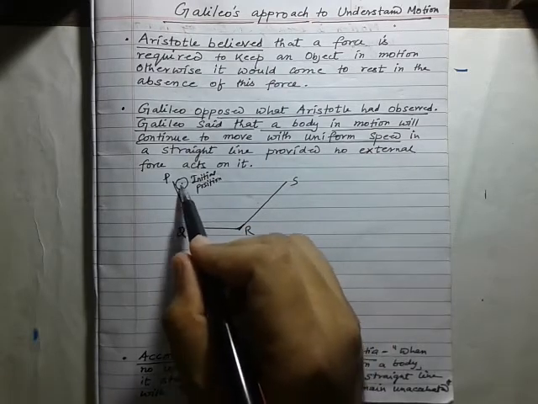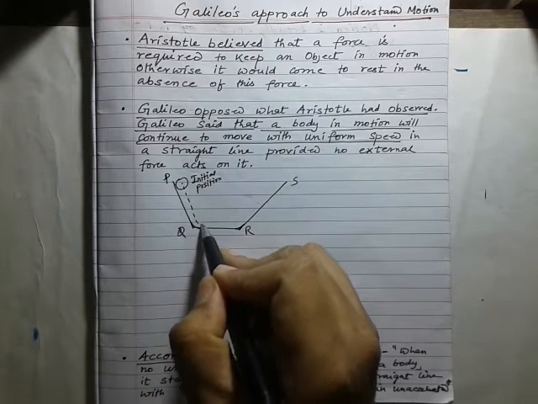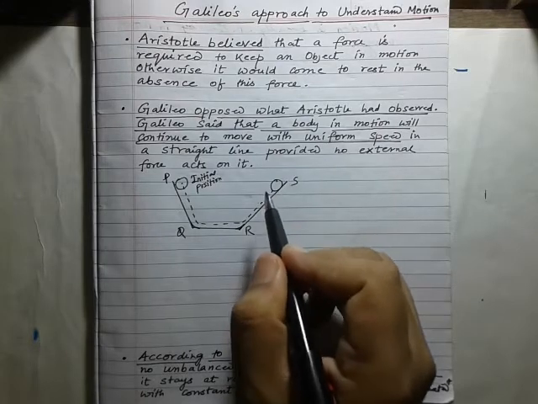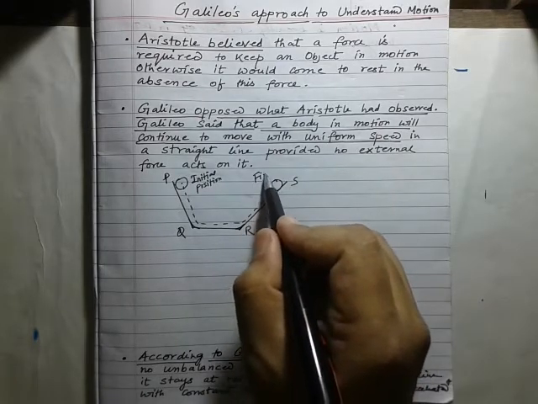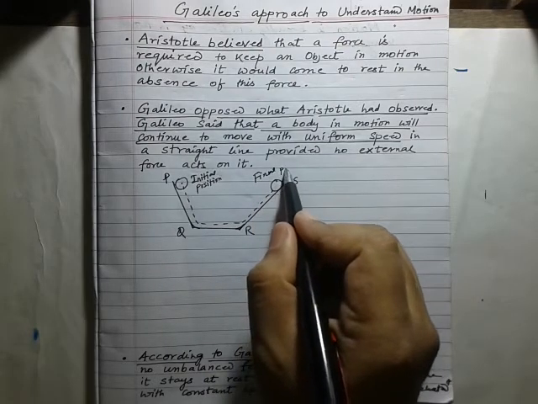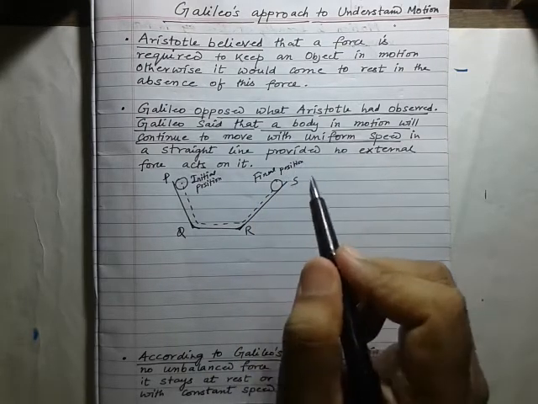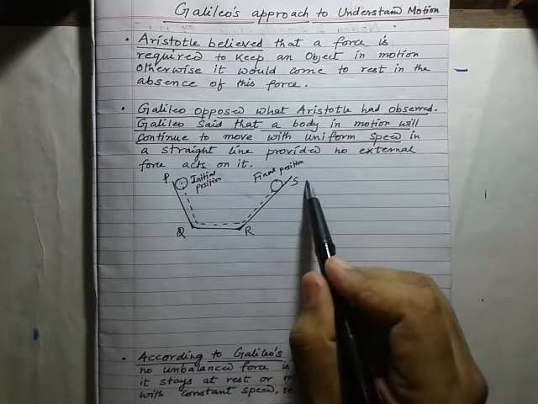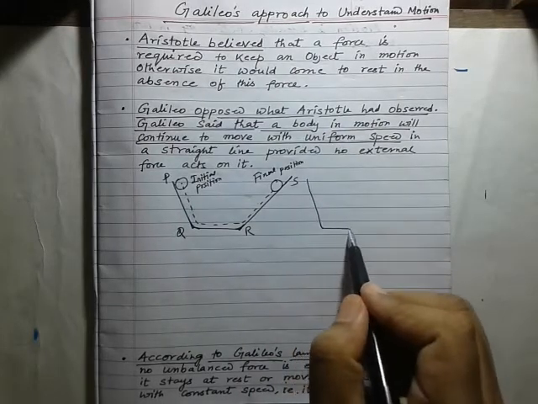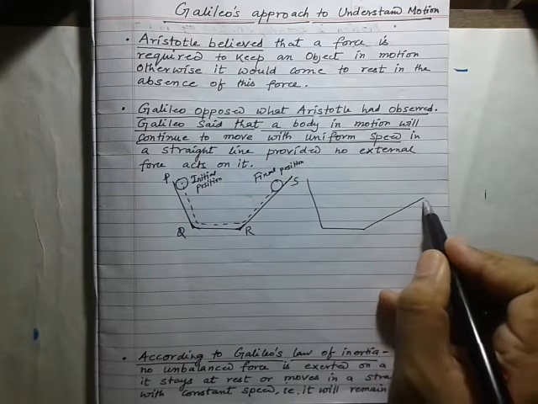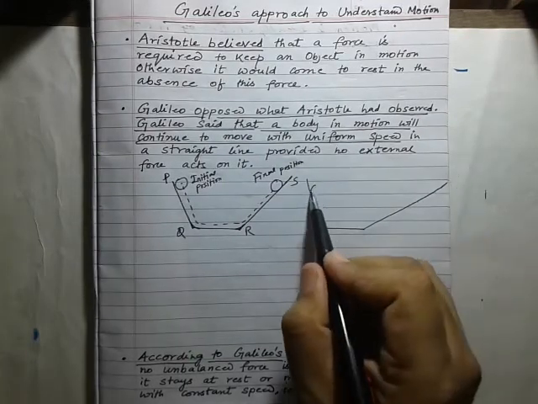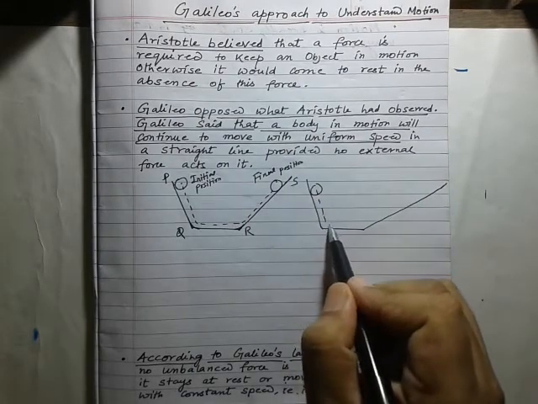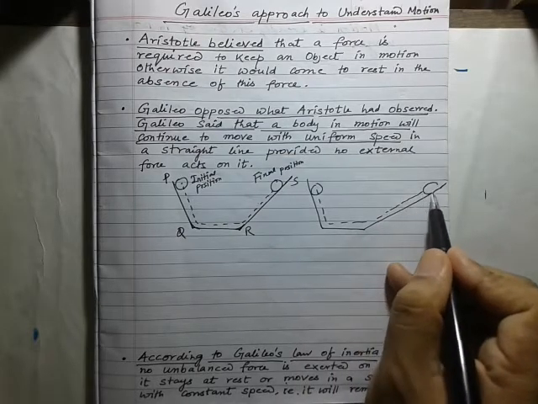Now if I release the ball from here, the ball will go this way and it will reach the same height here. This is the final position. So this is my inclined path. Now if I change the inclination of the path, like this, and release the ball from here, again we will observe that the ball reaches the same height at this particular position.